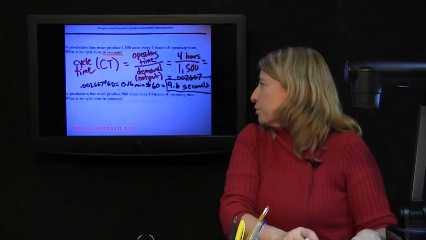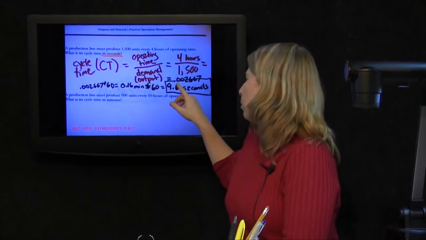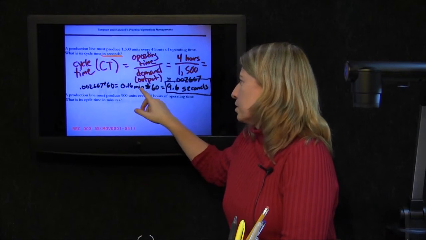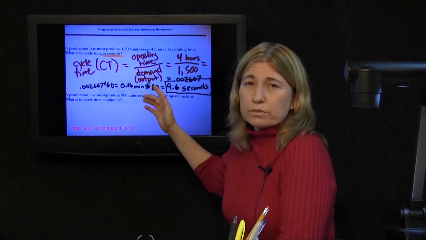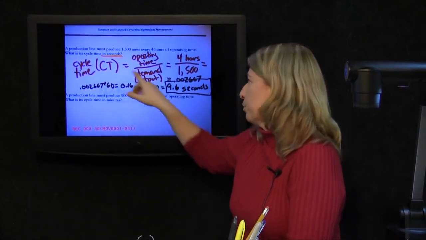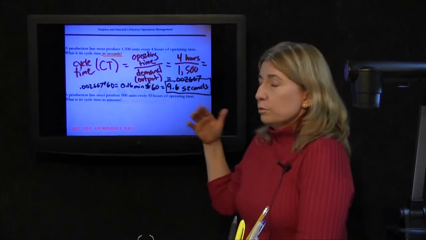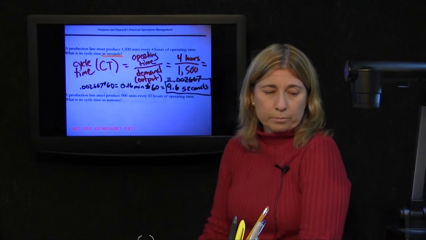All of these things are true. The 0.002667 hours, the 0.16 minutes, it's true. That's what the cycle time should be. It asked for it in seconds, so you multiply it by 60 again. 9.6 seconds is the cycle time.